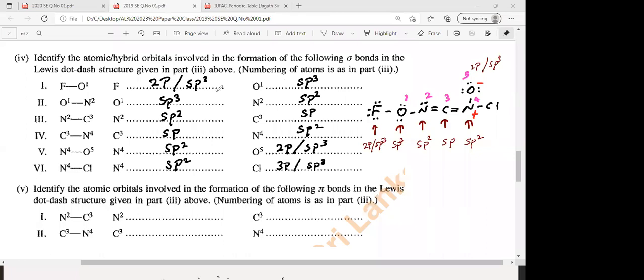Right, is that clear? Please raise the hand, all the blanks correct. How many blanks here? 2 into 6, 12 blanks. All 12 answers correct. How many of you got all 12 correct? Very good, excellent. All of you are okay. Right, nice. Right, then next part.